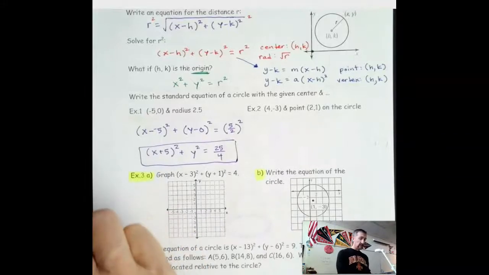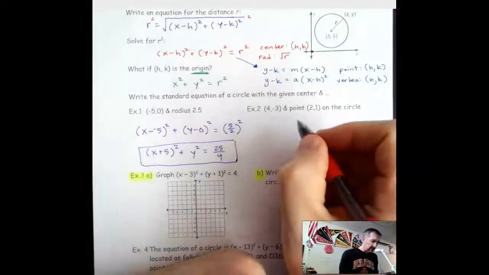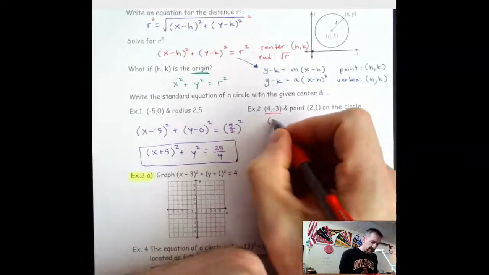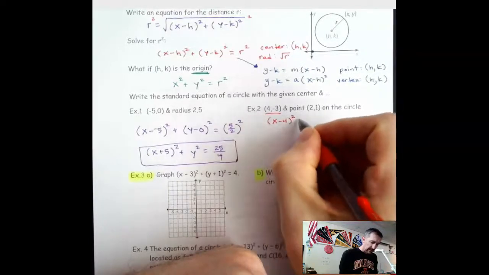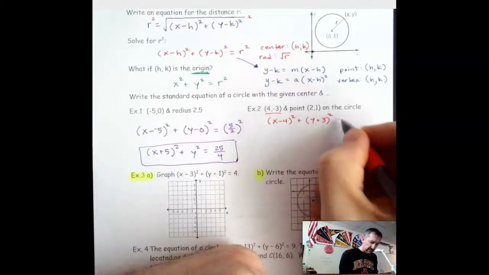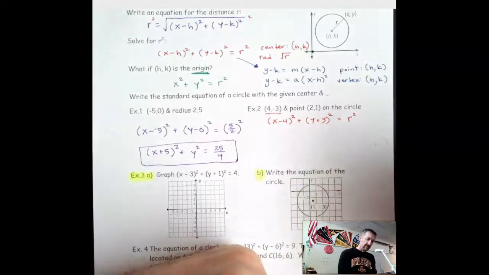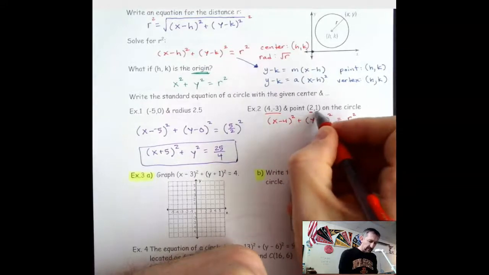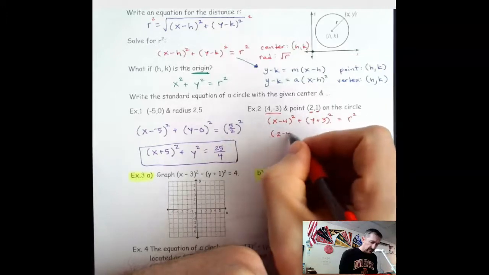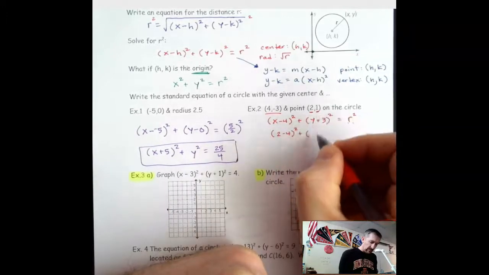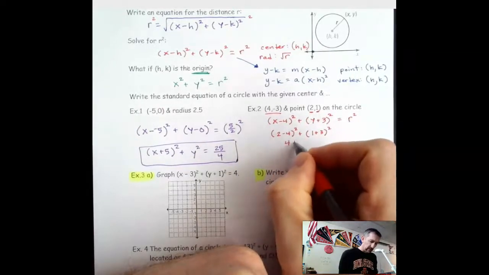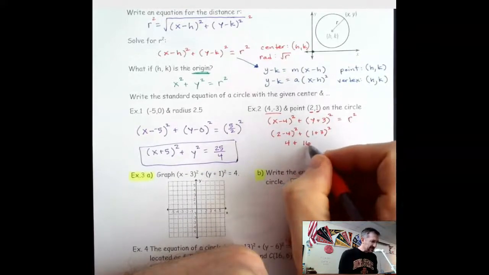Now, this one, if we start it off, so here's the center. So x minus 4 squared plus y minus a negative 3, so I'm just going to put y plus 3 squared, equals r squared. But now what we can do is we can plug this point in to find r. So x is 2, so we have 2 minus 4 squared, and y is 1, so we have 1 plus 3 squared. So that's negative 2 squared, which is 4, and that's 4 squared, which is 16.